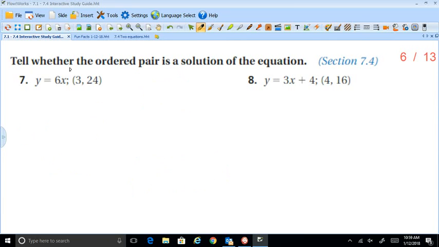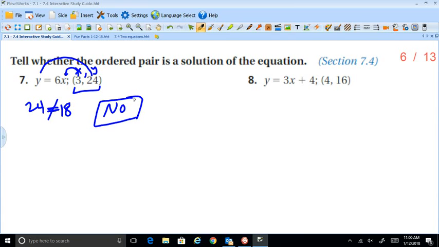And the last two from the quiz says, tell whether the ordered pair is a solution of the equation. Remember, when we have the ordered pair, the first number is always the x term. The second number is always the y term. All we have to do is substitute it in. Plug in the 3 where the x is. 6 times 3 is 18. Plug in 24 where the y is. Does 24 equal 18? Of course not. So we say 24 is not equal to 18. That is not a true statement. So no, it is not a solution, a correct solution.